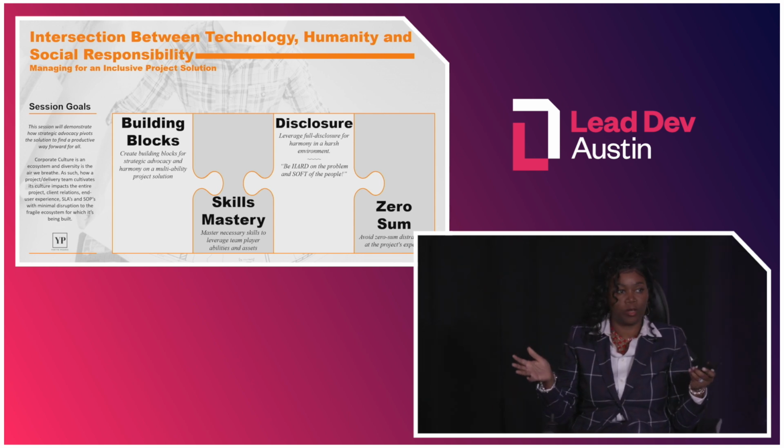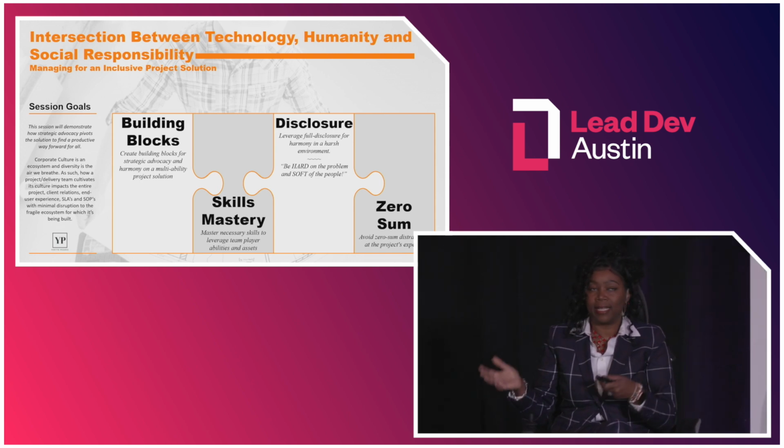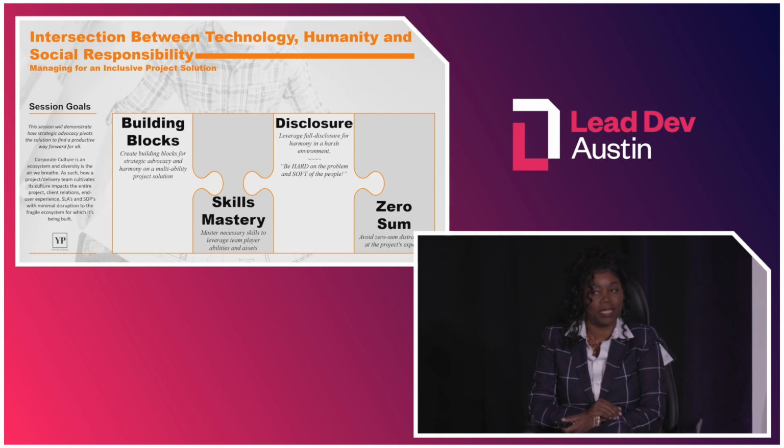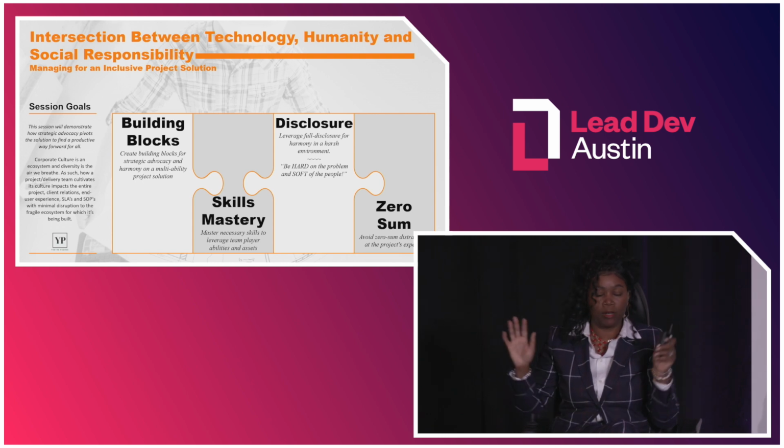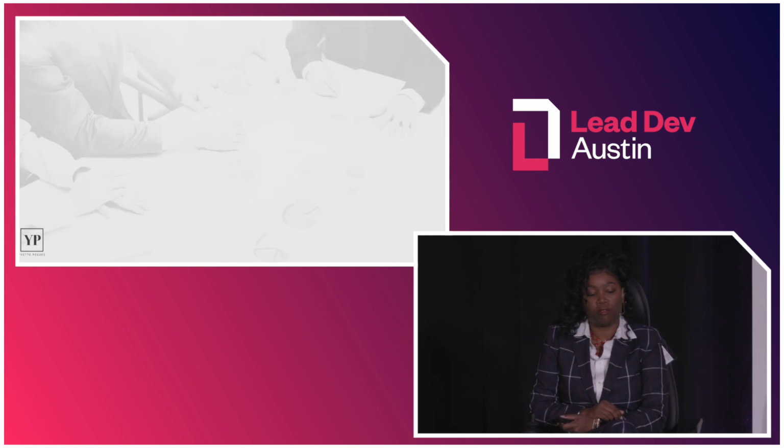I think we've all heard of diversity and inclusion and identity, and I wanted to put that into a perspective for everyone to look at on your project teams. So we're going to talk about building blocks, skills mastery, disclosure, and zero sum. That's what breaks down the talk for you.